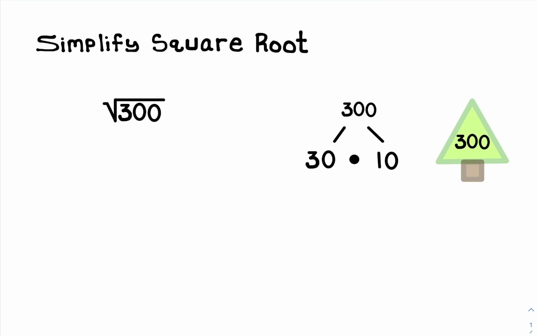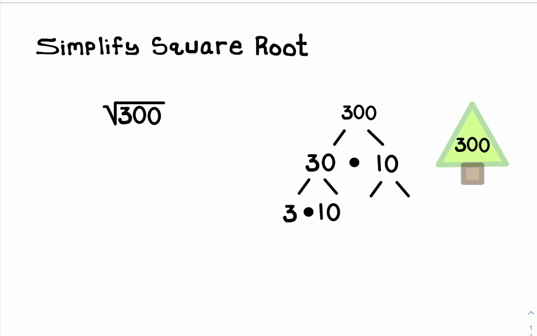Don't worry if you decided to use something different, say 2 multiplied by 150, in the end you will get the same numbers. Now let's think of two numbers that when you multiply them you get 30. I'm going to use 3 times 10. The 10 is 2 times 5.